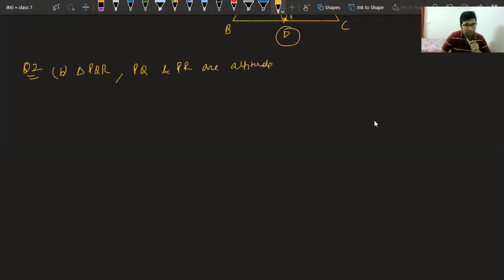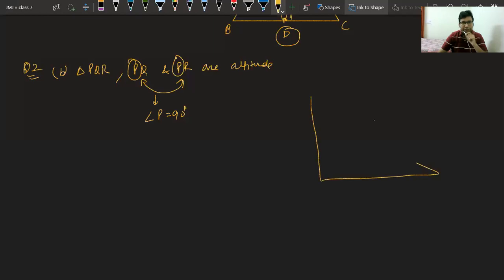Try to understand. This point P is common in both of them. So we can say angle P is equal to how much? 90 degrees, because it is common. Now let me draw a triangle for you. It will be a right angle triangle. You can verify on your own.